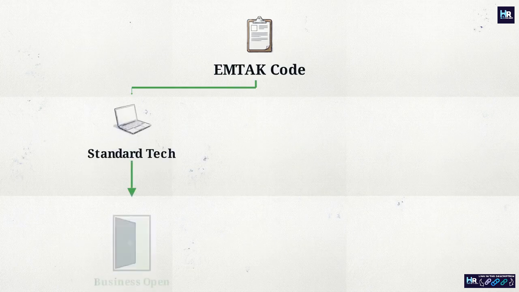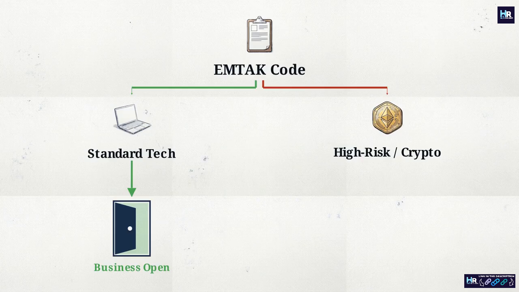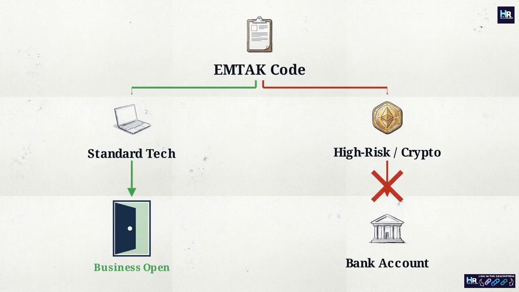This flowchart illustrates a critical decision: selecting your MTAC code, the official classification of your activities. Standard tech codes route to a low-risk category, but selecting high-risk codes, like crypto or finance, invites strict scrutiny, causing banks to reject your company before your first transaction.